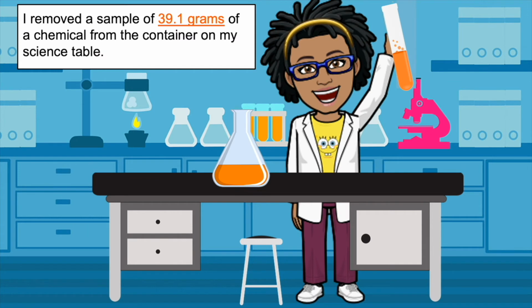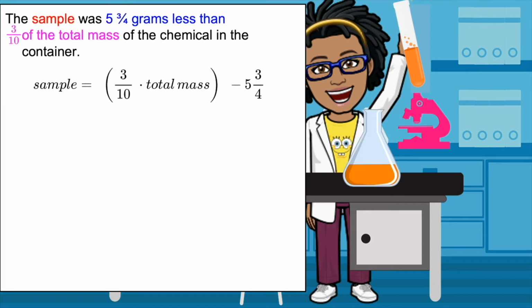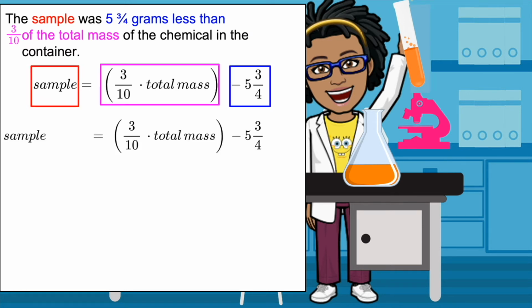Today I removed a sample of 39 1/10 grams of a chemical from the container on my science table. There's my sample. It's in my beaker. The sample was 5 3/4 grams less than 3/10 the total mass of the chemical in the container. So I wrote this equation, but I need to solve for 3/10 the total mass.